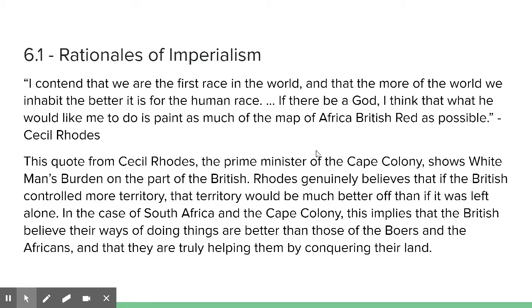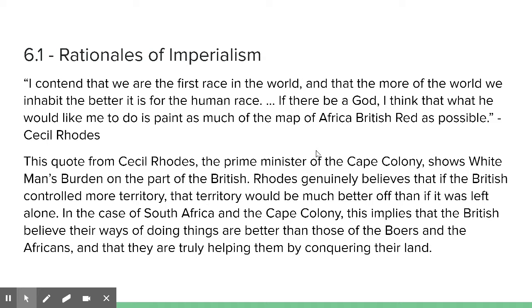So for the second primary source for 6.1, it's a quote from Cecil Rhodes, and it's, "I contend that we are the first race in the world, and that the more of the world we inhabit, the better it is for the human race. If there be a God, I think that what he would like me to do is paint as much of the map of Africa British red as possible."